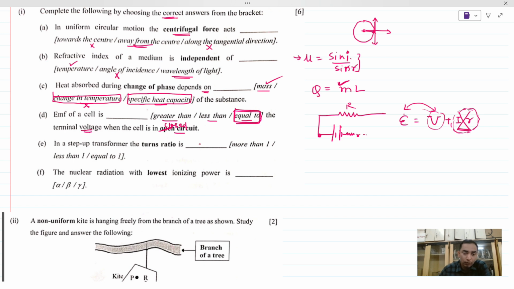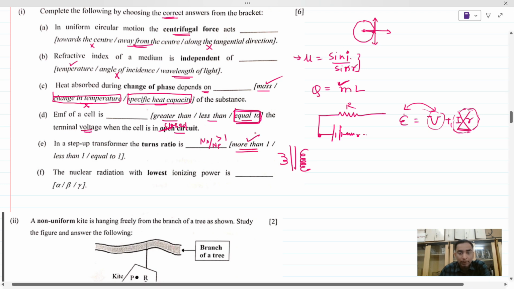In step-up transformer, NS, number of turns in secondary to that of primary, is of course greater than 1 because in primary you have less number of turns, in secondary you have more, then and only then it becomes step-up transformer. So more than 1 would be the right answer.